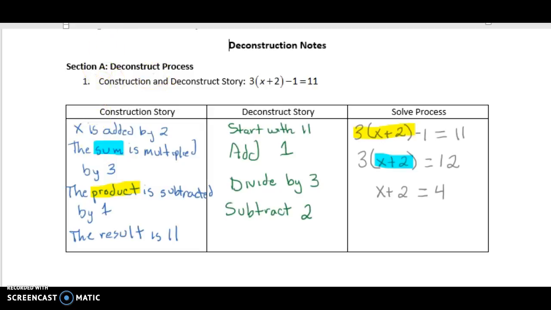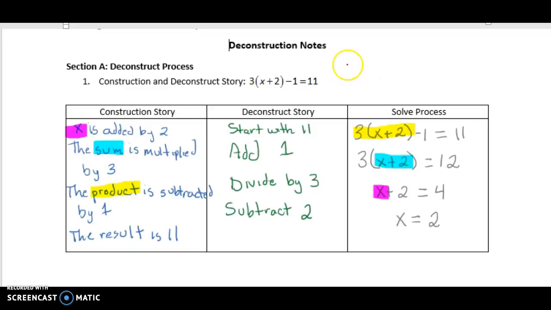Lastly, we are simply left with our variable. And our variable happened through an addition, so all we have to do is subtract 2, and we know that our variable has the value of 2. And then we want to make sure that we check our answers. It's always important that we check.